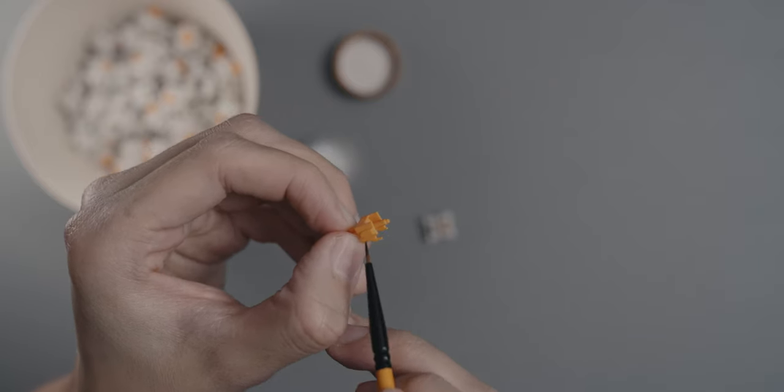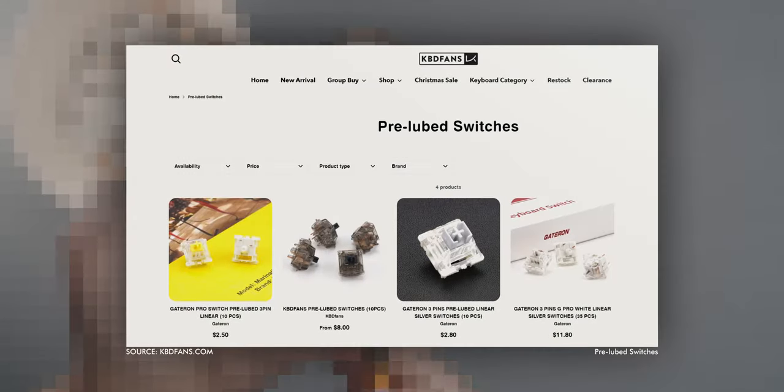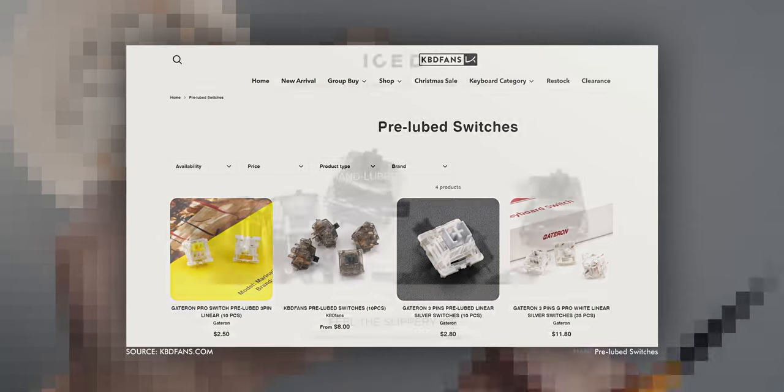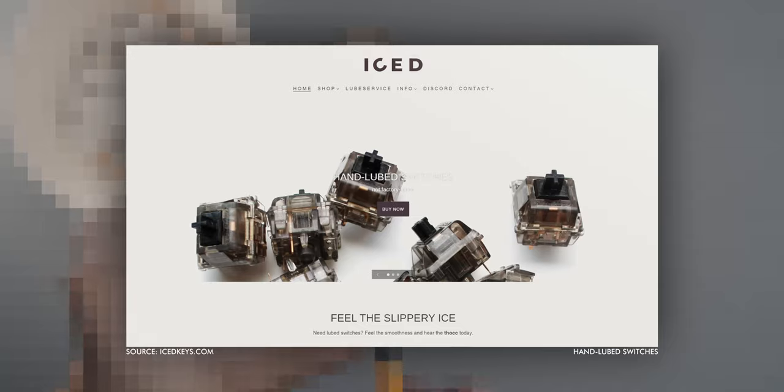First, I would really, really take the time to lube it properly, or even order pre-lubed switches. There are some places that offer this, but I have never bought any, so I don't know how good they are. But if you do, please let me know, because I'm very tempted.